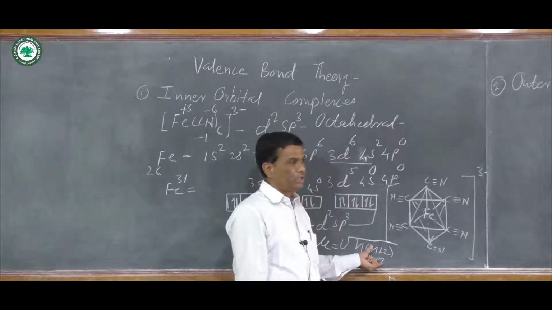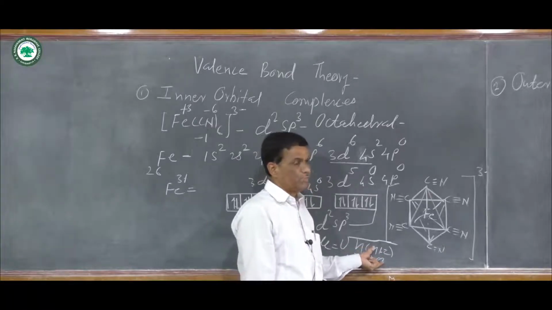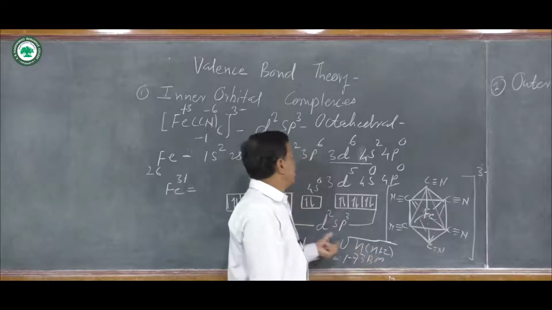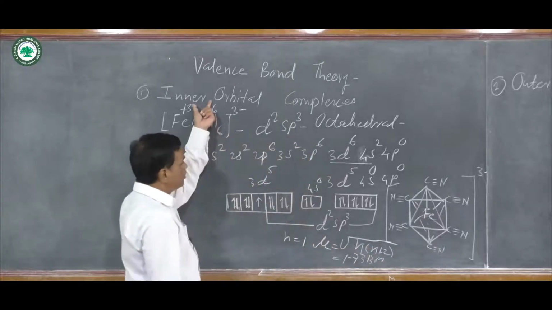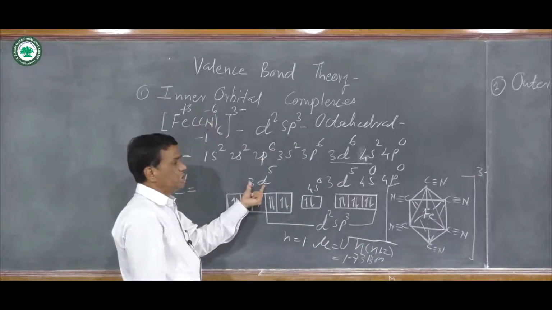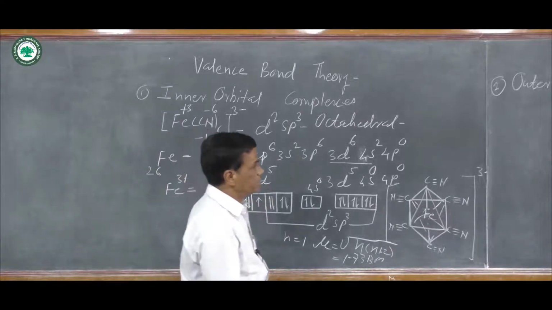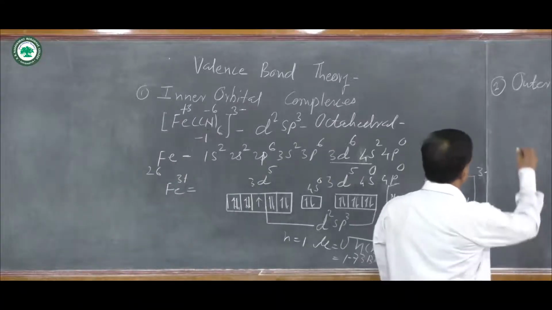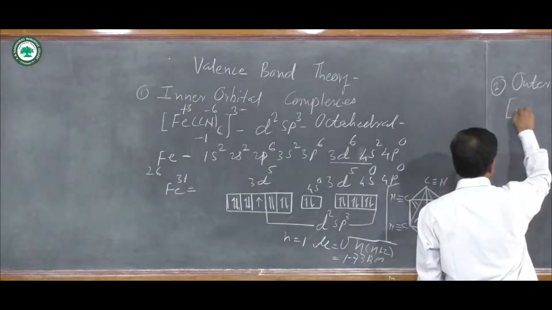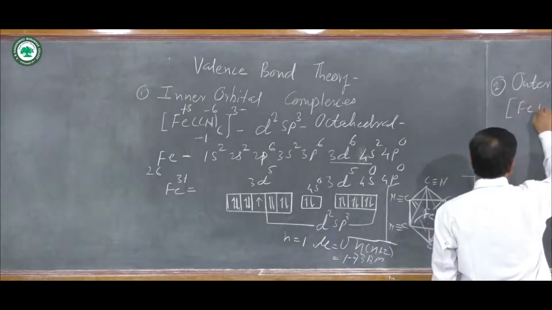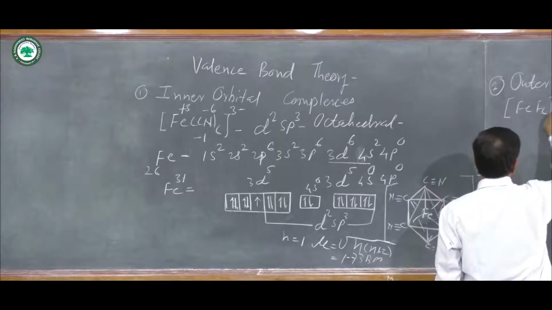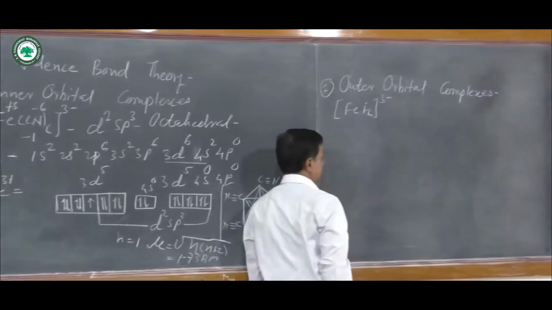About 1.73 BM. Here BM means Bohr magneton, and this is an inner orbital complex because inner 3d orbitals are used for the bonding. Second is the outer orbital complex. Example is the formation of the [FeF6]3- complex ion.